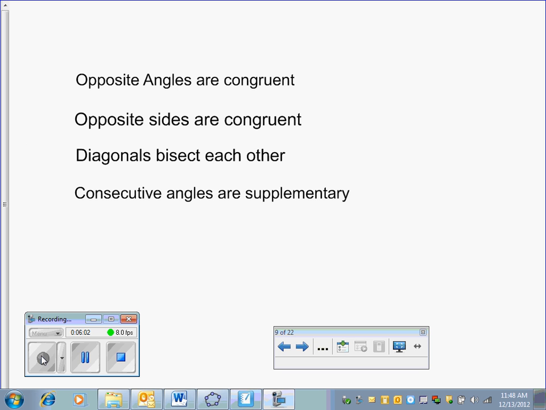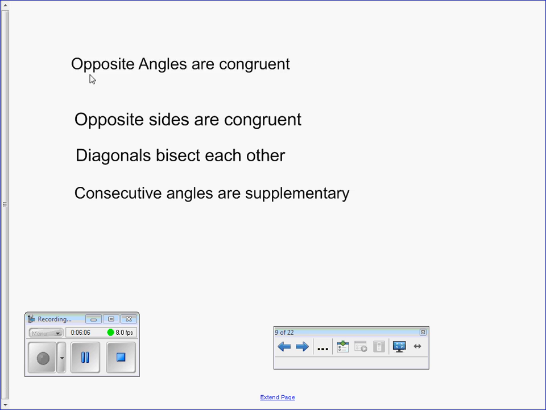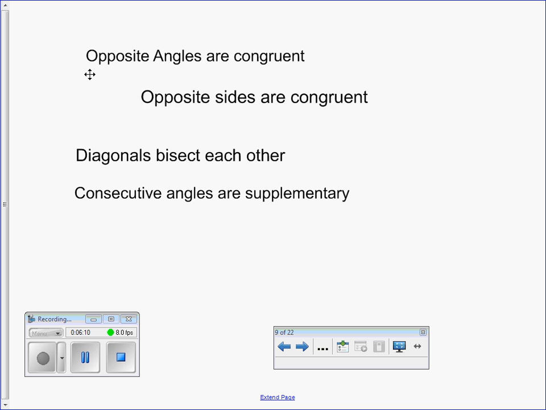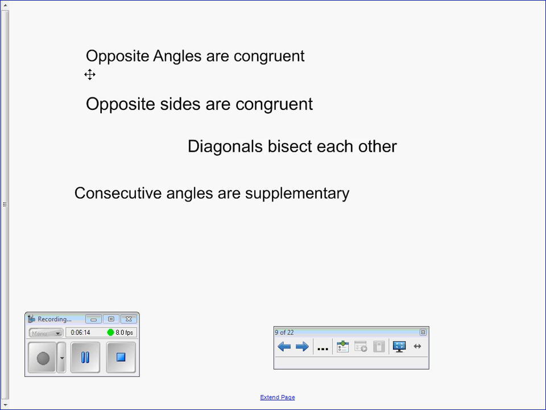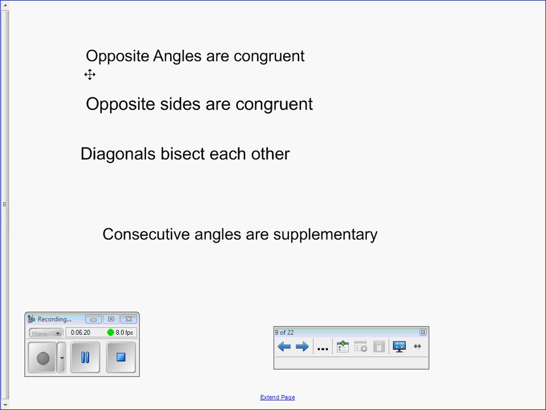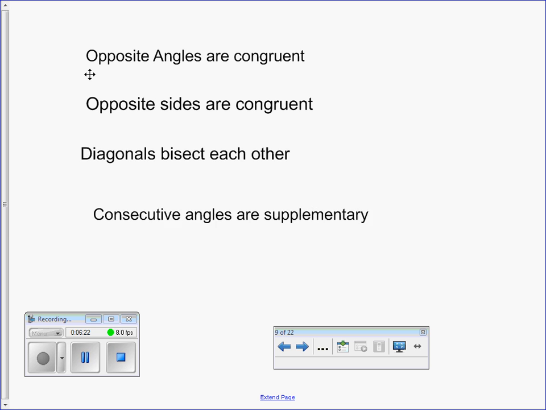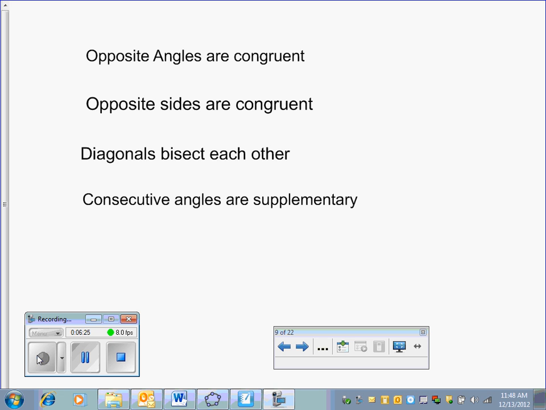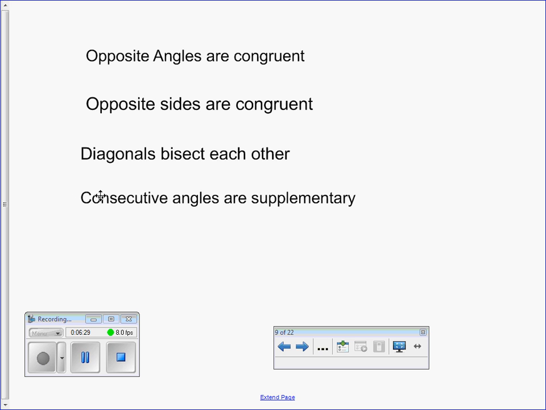Okay, what you're going to be responsible for knowing with the properties of a parallelogram is opposite angles are congruent. You have to know that. Opposite sides are congruent. The diagonals bisect each other. And consecutive angles are supplementary. Once we know these properties, we will definitely be able to problem solve.